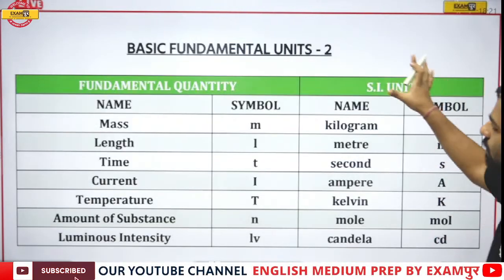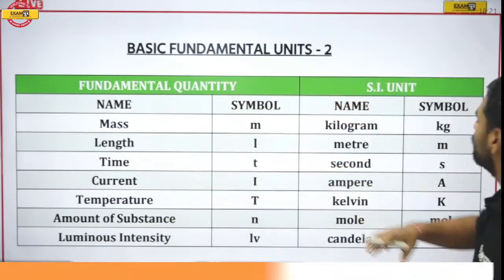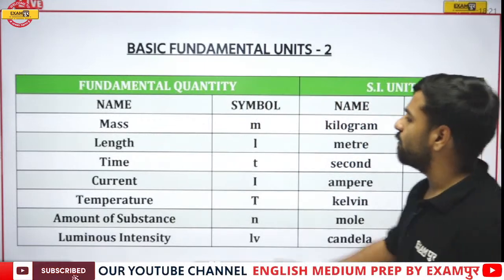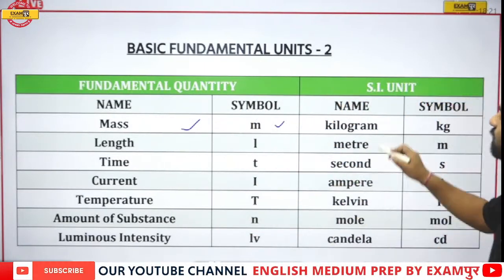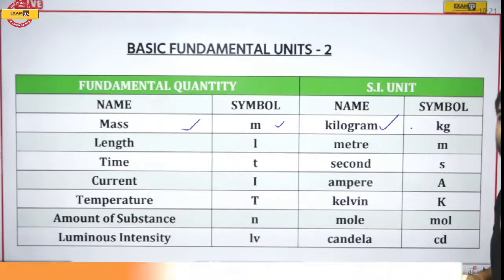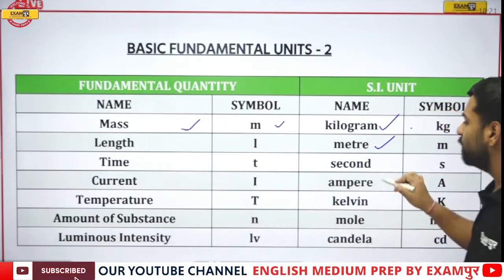Now, we were talking about those particular quantities. Now there must be some units. First of all, if I talk about mass, we have symbol m, and here we have kilogram as the unit. In a similar way, for length we have meter as the unit. For time, we have second.